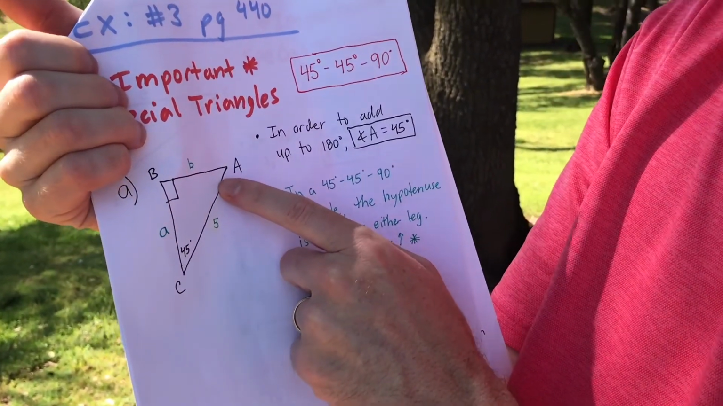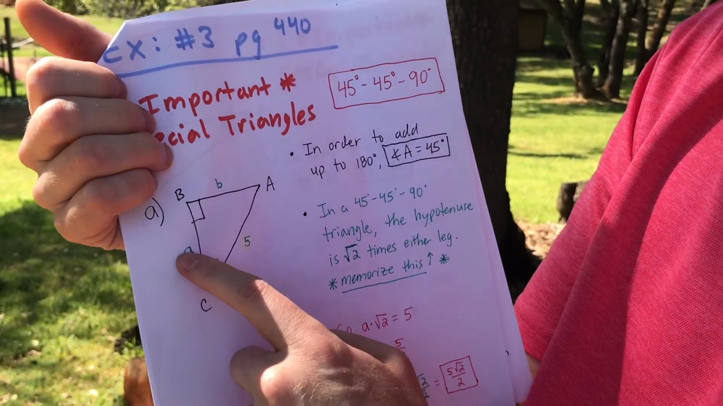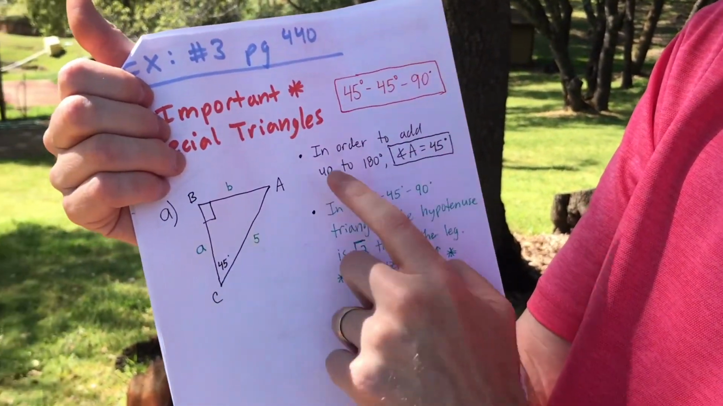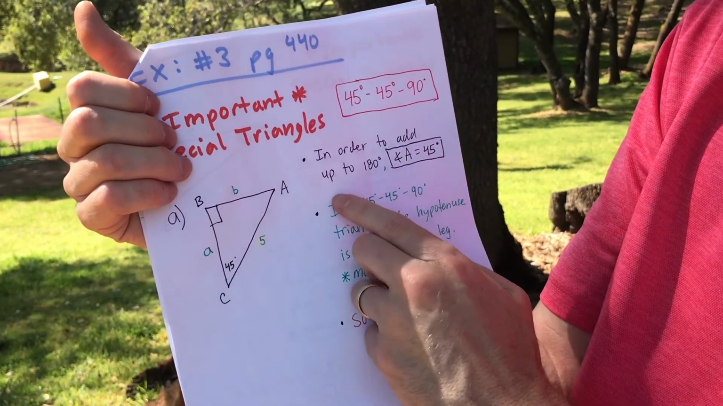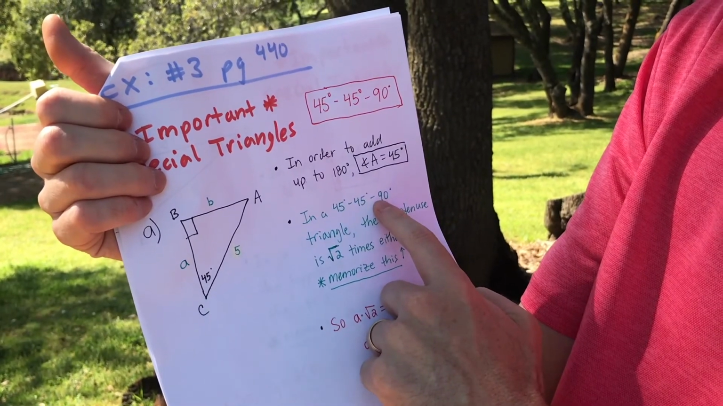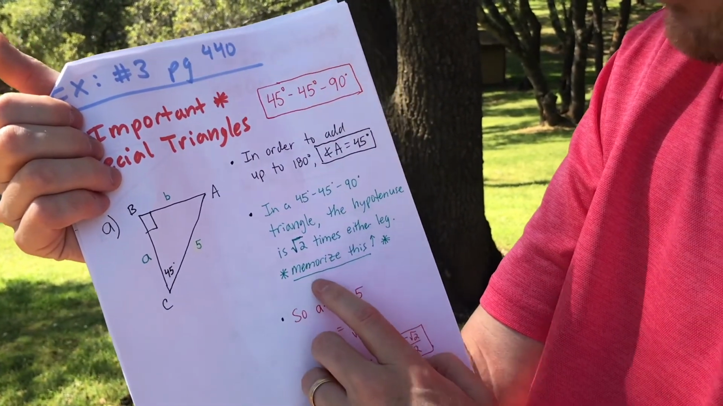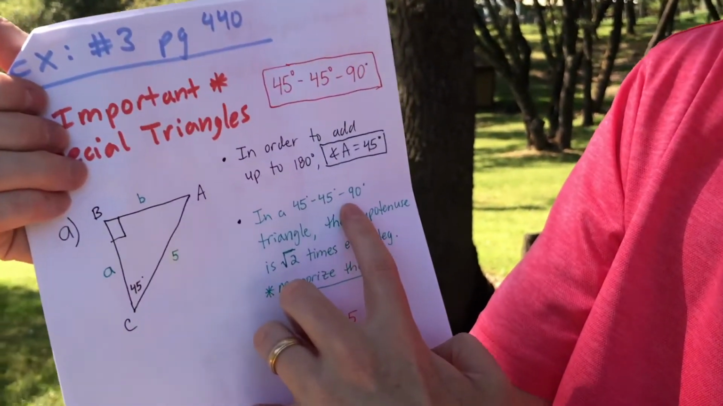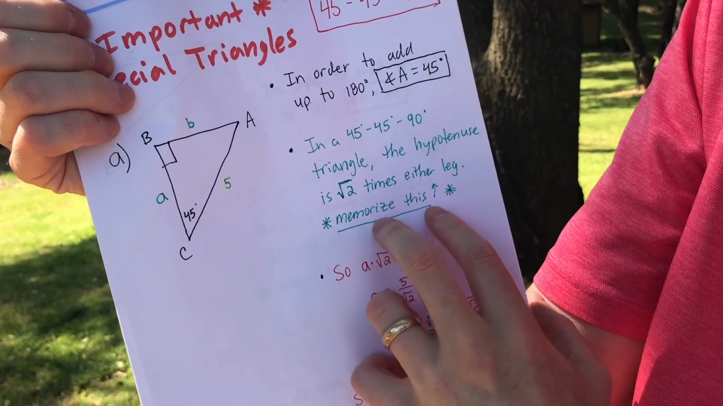Okay? That means I have all 3 angles. I just have to find my 2 sides. Right here, I start solving it. In order to add up to 180, I find out my angle A has to be 45, like we talked about. And in a 45-45-90 triangle, the hypotenuse is the square root of 2 times either leg. This has to be memorized. I don't know what else to tell you. I want to say it one more time because it's really important. In a 45-45-90 triangle, the hypotenuse is the square root of 2 times either leg.